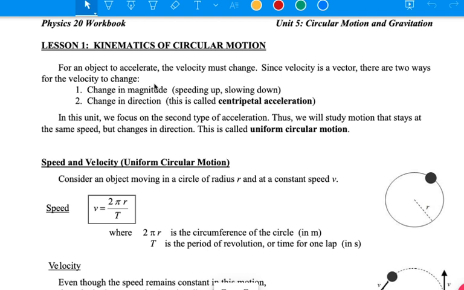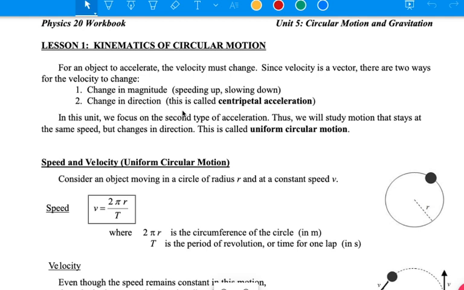For an object to accelerate, we need to have the velocity changing. We know that velocity is a vector from our first unit. So there's two ways to change velocity. If we're having acceleration, we're changing velocity either by changing its magnitude, right? That's speeding up or slowing down, changing how much velocity we really have. Or, and this is where we're getting into new stuff, unit 1 is the type of acceleration we really focused on in our first 2 units. Whereas here, we're looking at an acceleration where all we're doing is changing the direction.